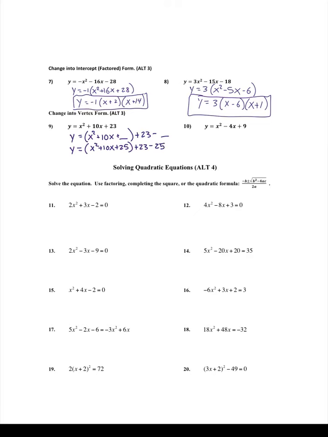Now we factor the parentheses. That's going to give us x plus 5 parentheses squared minus 2. So there's our answer for completing the square.